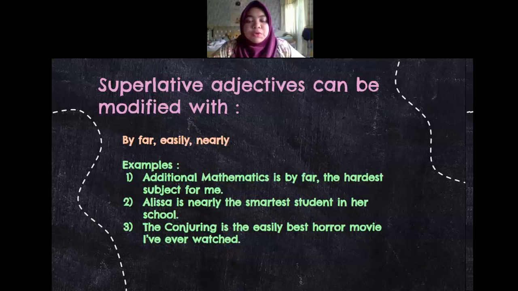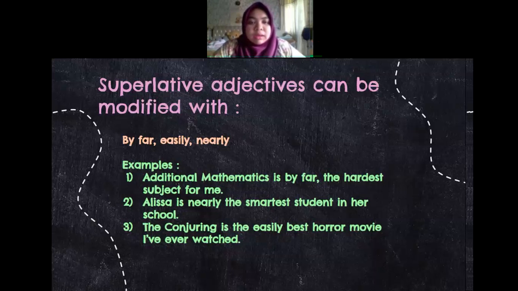This is just additional information for you. You can jot it down if you want. Superlative adjectives can be modified by using the words by far, easily, and nearly. For example, additional mathematics is by far the hardest subject for me. Alisa is nearly the smartest student in her school. The Conjuring is easily the best horror movie I have ever watched.